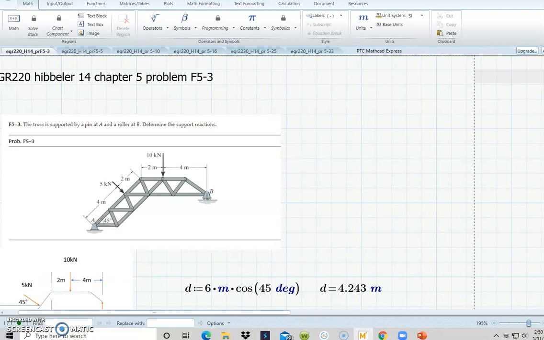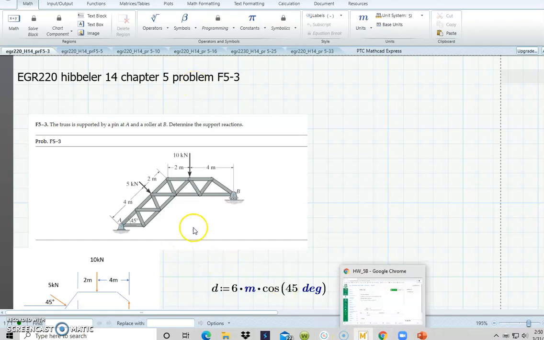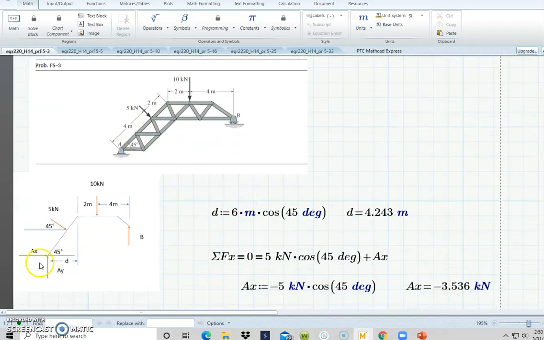All right, I want to work problem 5.3 out of chapter 5, or F5.3. Just a truss. We've got two applied forces and two supports, so I've drawn me a free body diagram here, trying not to put too much detail on it, but I got my 10 kilonewton. I've just drawn this top bar. Got my 10 kilonewton. I've got my response at B.